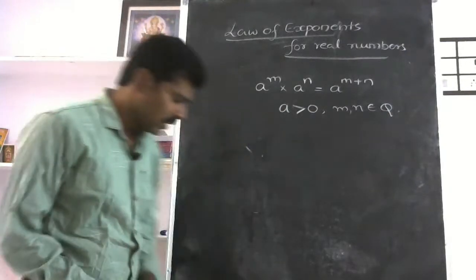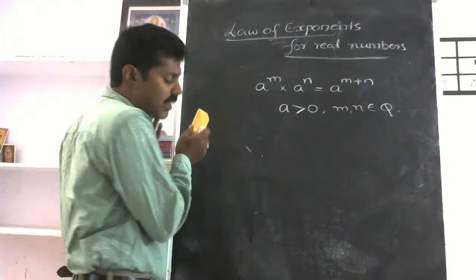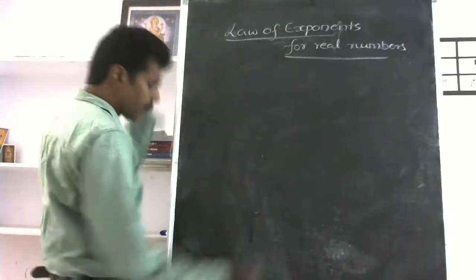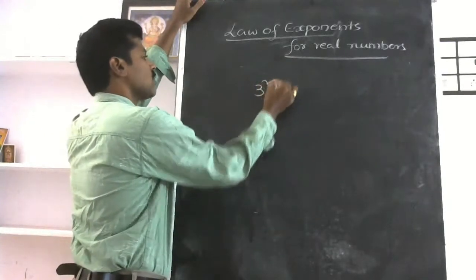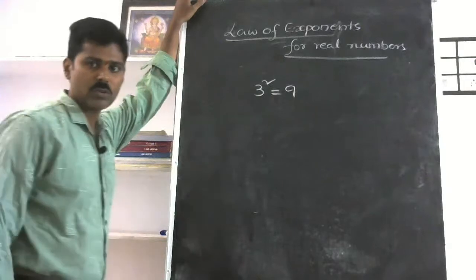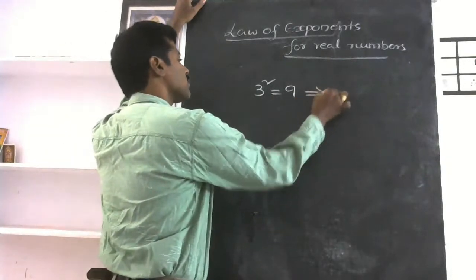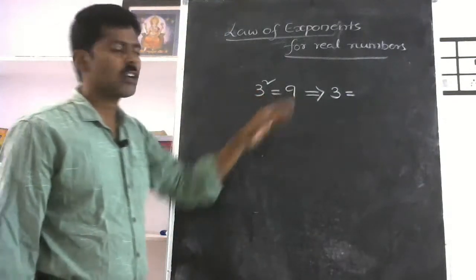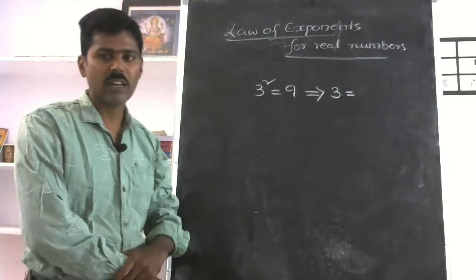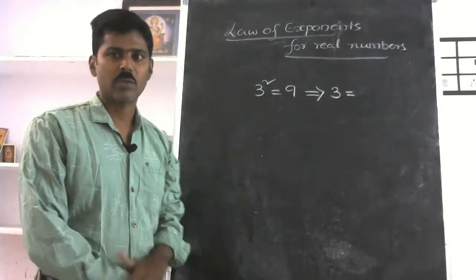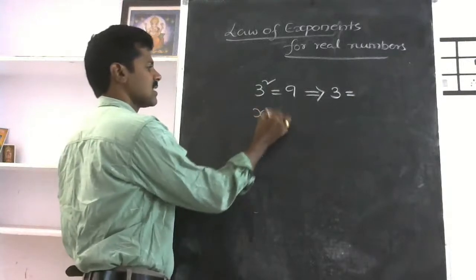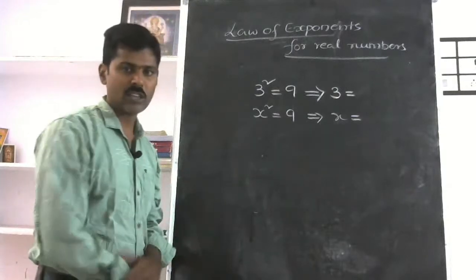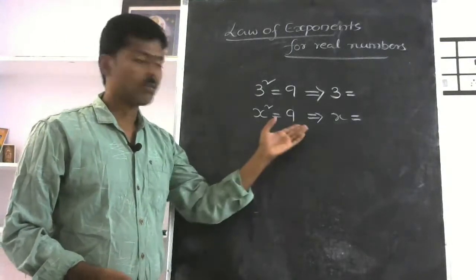Now I can go to another important concept which we are going to learn here. Just observe carefully. Many times, 3 square is equal to 9. Many students write, what will be the notation of 3? 3 square equals 9 implies 3 equals, how can you write it? For example, x square is equal to 9. Many will say x is equal to, what is x?